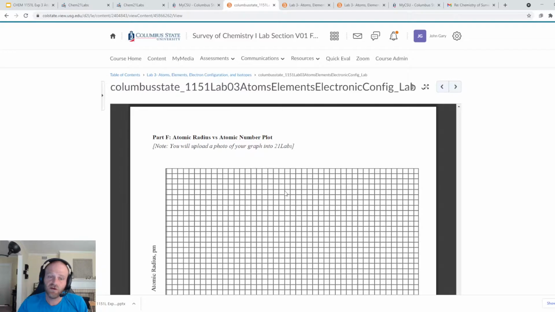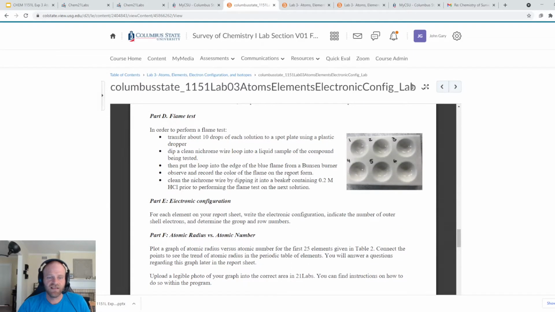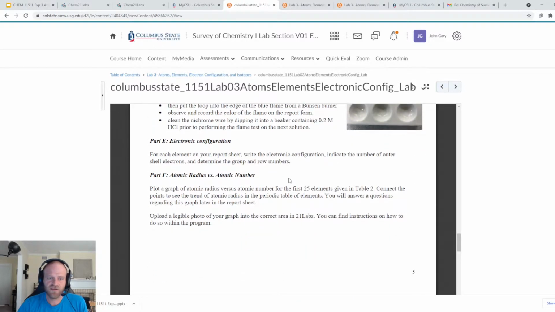So just in case you don't have graph paper or something like that, we do have that here. You can print it or get a program that lets you write on a PDF, and then you can go in there and fill out the atomic radius and atomic number. Okay, and as I said, the procedures will kind of explain to you what you need to do.